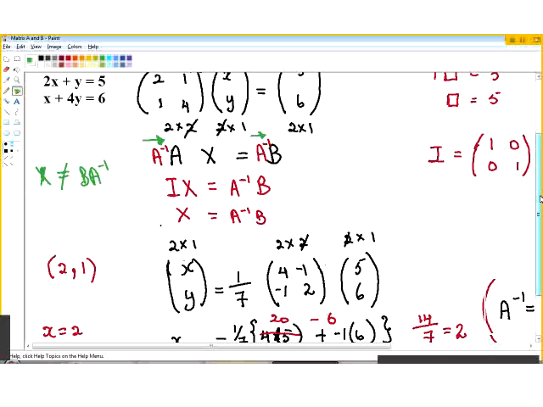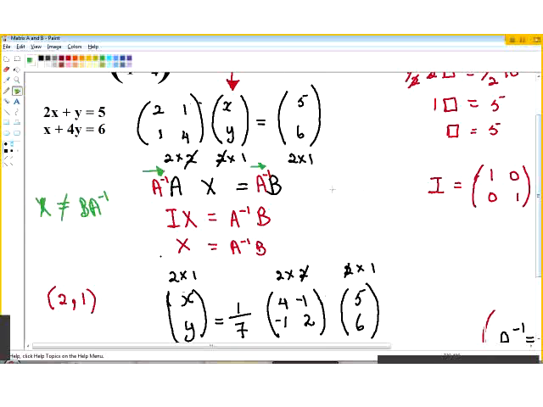Also, another point that should be taken into consideration, look at your dimensions, look at the size of the matrices. Our A inverse is a 2 by 2 matrix. Let me just take it off and do it again. And our B was a 2 by 1 matrix. So A inverse was a 2 by 2 matrix, and our B was a 2 by 1 matrix. So we multiply, and our answer is going to be a 2 by 1.